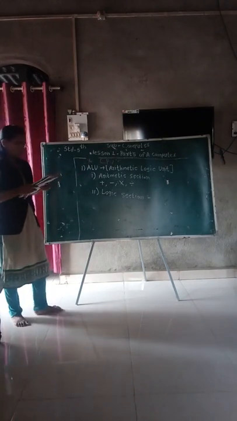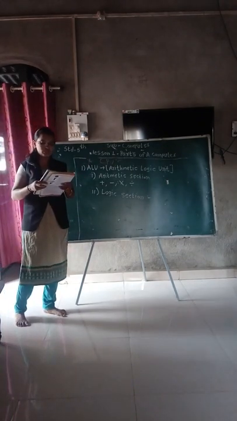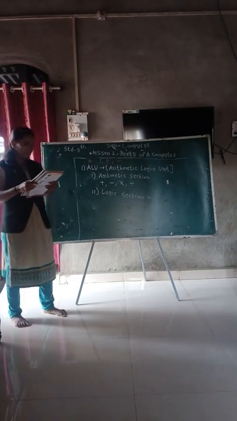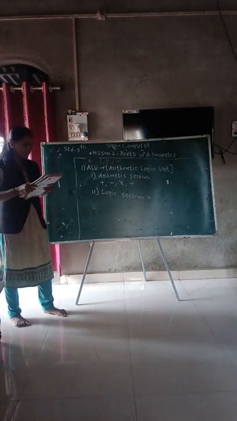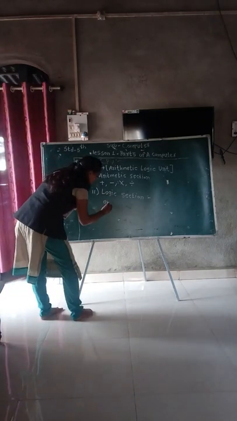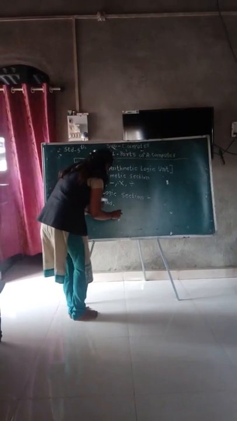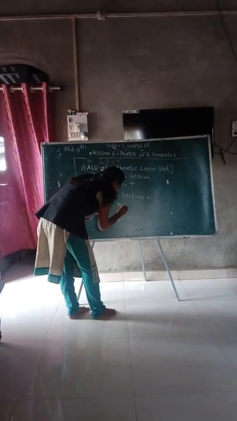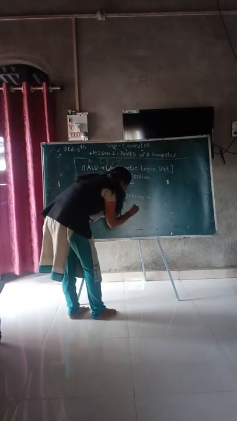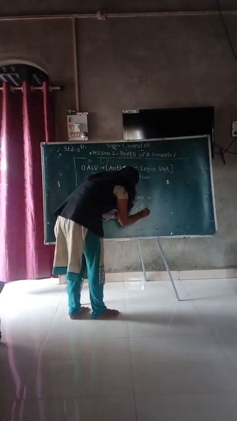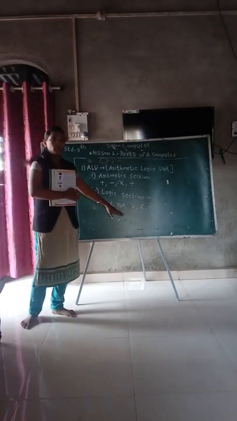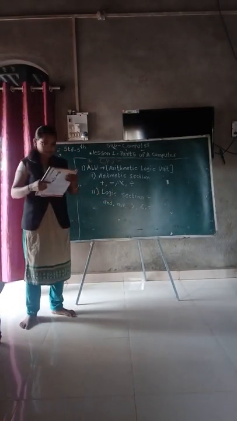The function of the logic section is to perform logic operations such as comparing, selecting, matching and merging. It means AND, OR, NOT. This is comparing. And select means greater than, less than, equal. This is the logic section: AND, OR, greater than, less than and equal.